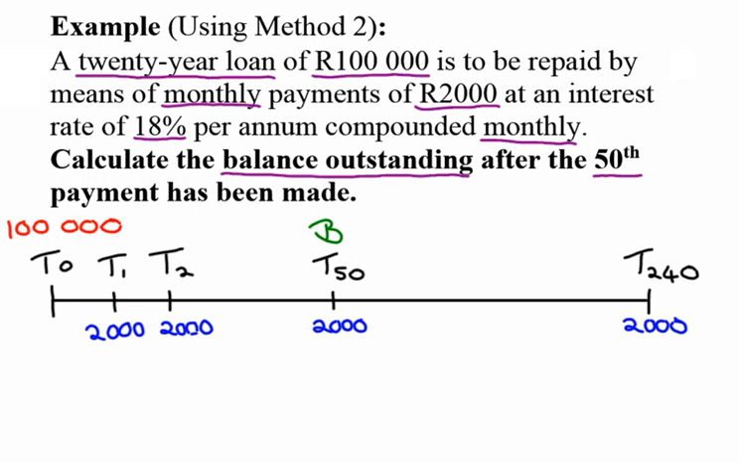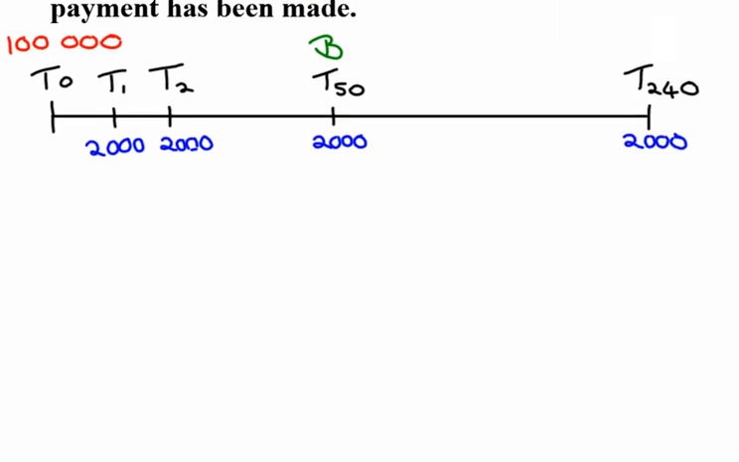Remember, we're using the future value method, which means we've got to start by taking that 100,000 all the way to that point over there at T50 when we actually want our balance outstanding. And then we're going to subtract all these payments up until that point using the future value annuity formula. So let's do that.